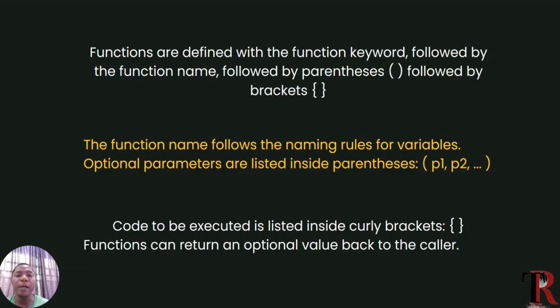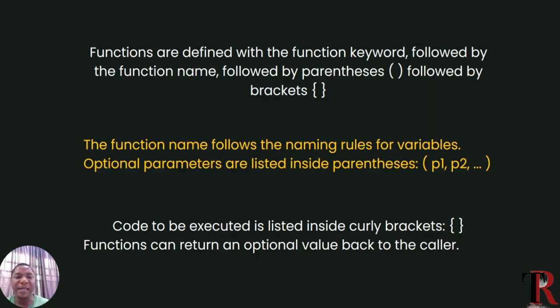After that, you open and close parentheses. This is what a parenthesis means in JavaScript. And then you open and close curly braces. Inside those curly braces is where you put the task that you want the function to perform. The function name follows the naming rules for variables.